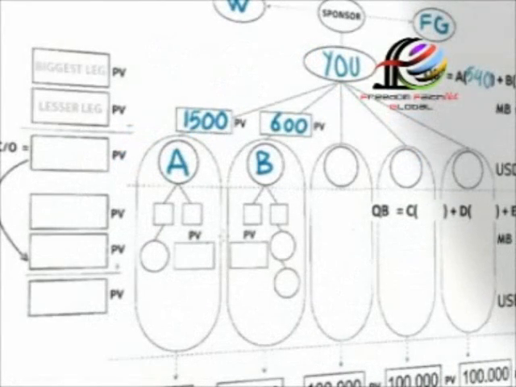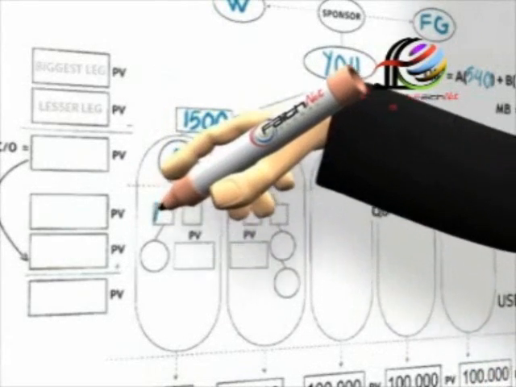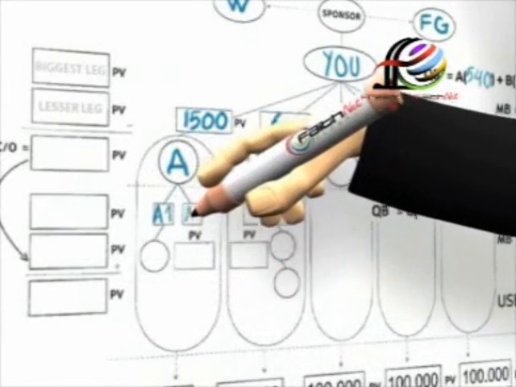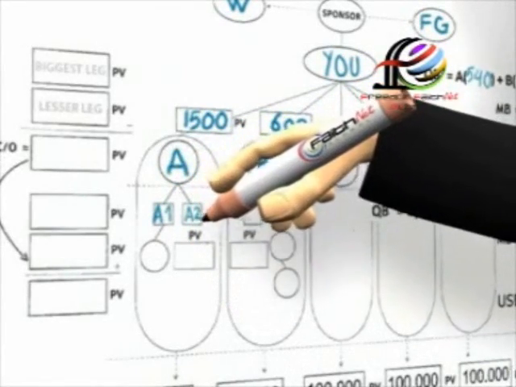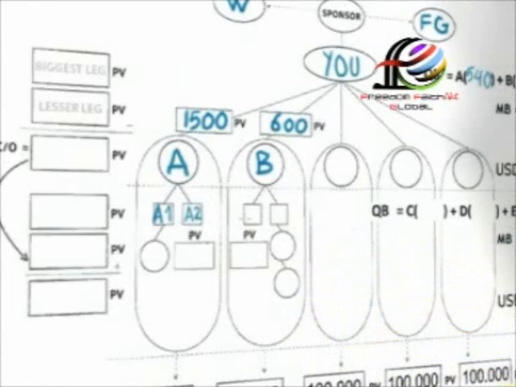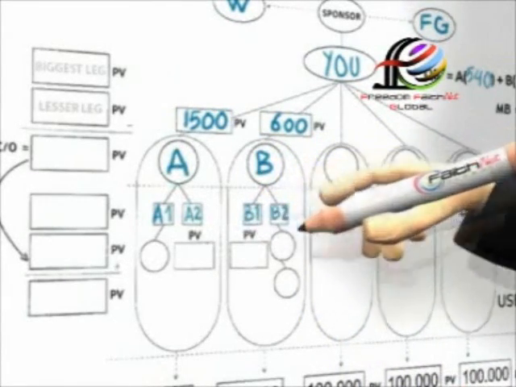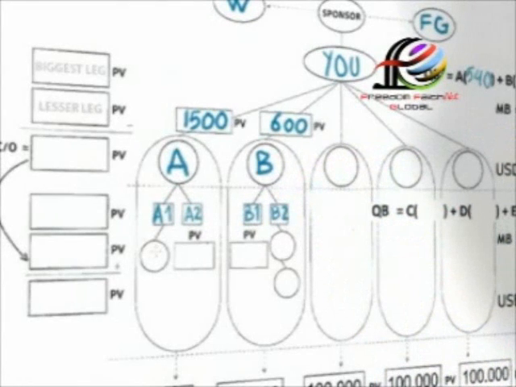A introduces it to A1 and again to A2. Maybe A1 and A2 are people that you know, or maybe you don't know them at all. And the B does the same thing. B introduces B1 or B2, but besides that, you have another direct sponsor.